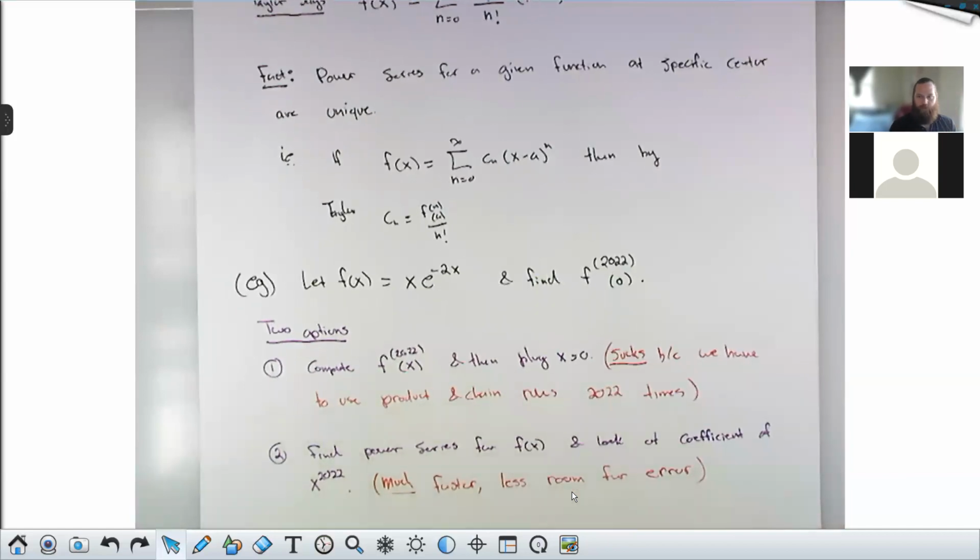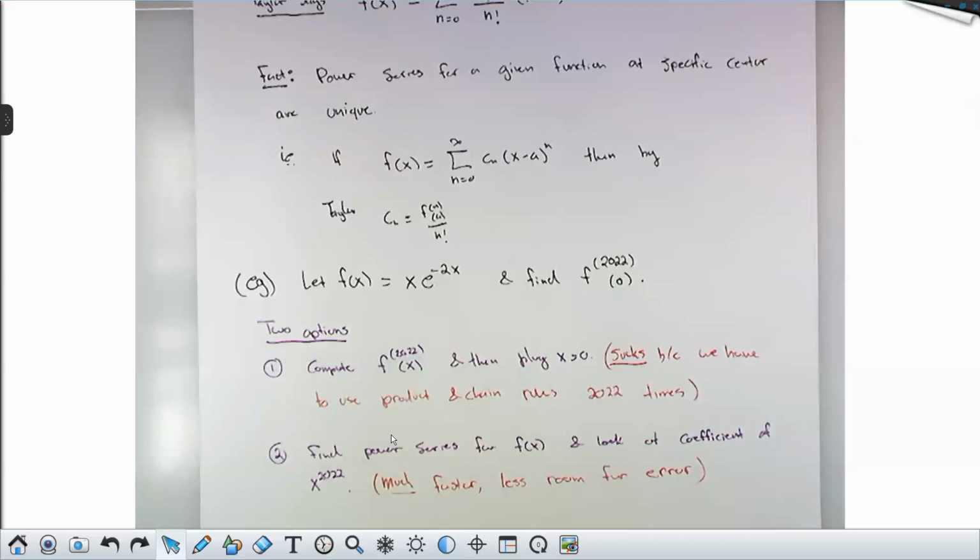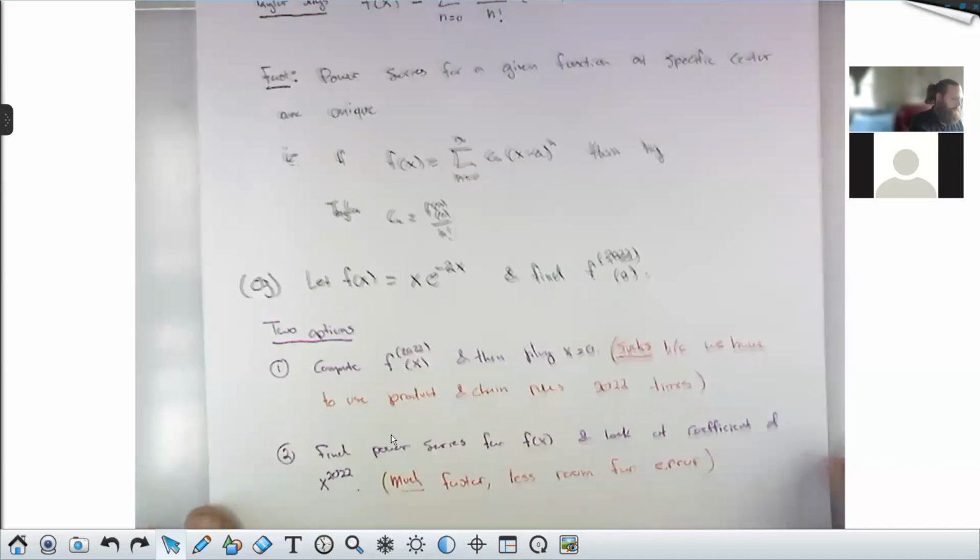Do we understand the task? Is it clear what it is we're trying to find? And is it clear why option 2 is the better option over option 1? It's clear what it is we would have to do to go the kind of obvious path here. Okay, let's take a shot at it then.